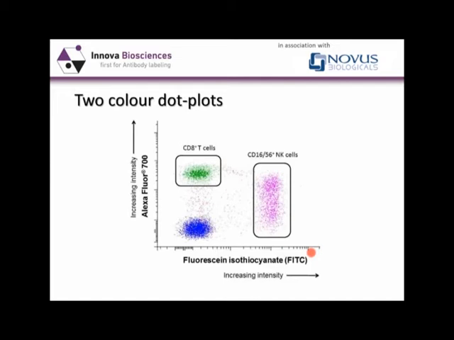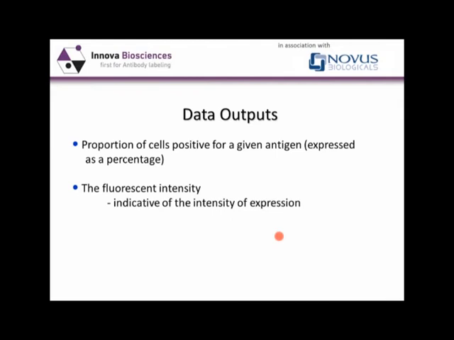Again, coming back to the two colour dot plots, it's possible to measure the proportion of cells which are in these respective areas, and also how far along this axis they are, as a measure of fluorescent intensity. So the two primary data outputs of a flow cytometry experiment are the proportion of cells which are positive for a given antigen, typically expressed as a percentage, but also the fluorescent intensity of that antigen.